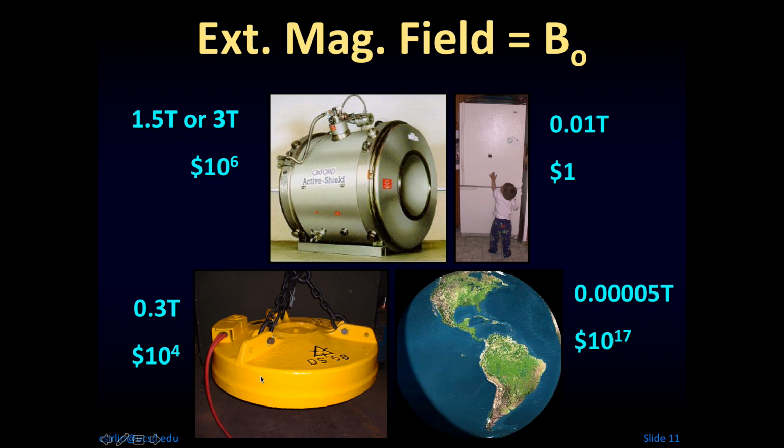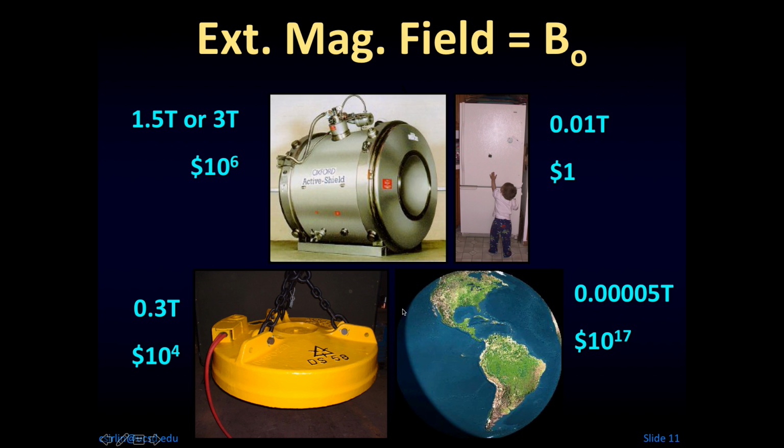This is the kind of magnet that picks up your car at the junkyard. This magnet costs about $10,000 and it's 0.3 Tesla. So notice that this magnet is anywhere from 5 to 10 times stronger than the magnet that picks up your car.